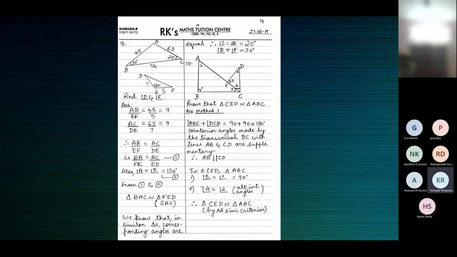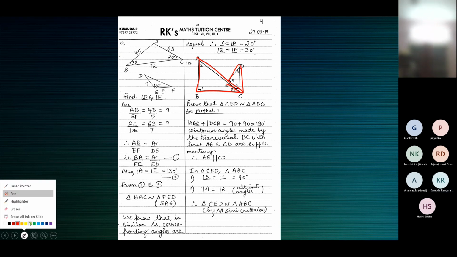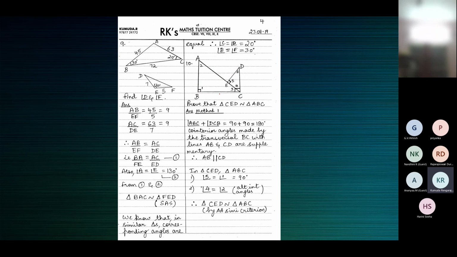All right, fine. So question 10 we finished in the last class. Let's just recall 10. So we understood two methods. We have to show that this right triangle ABC is similar to this right triangle, whatever, DEC. Both are right triangles.